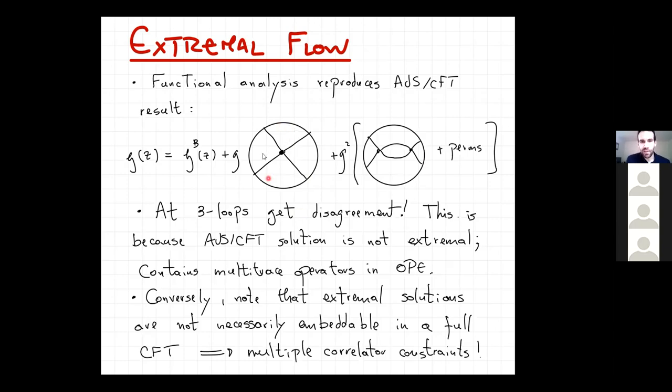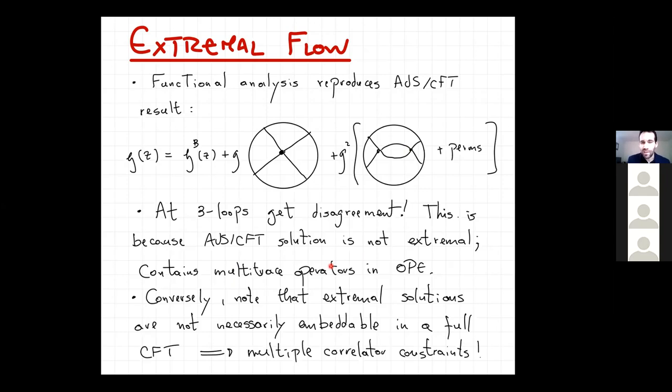The reason is because the solution to crossing that you get out of AdS/CFT is, I would say, not extremal. Okay, it does not live on the boundary of solution space. Because in particular, the thing that comes out of AdS/CFT will contain multi-trace operators in the OPE. Okay, whereas the functional basis by construction will always just include one operator per bin. Okay, so these generalized free boson operators which are getting deformed continuously. So it will never have these extra operators. So there is no contradiction. But now, how do you make sense of this?